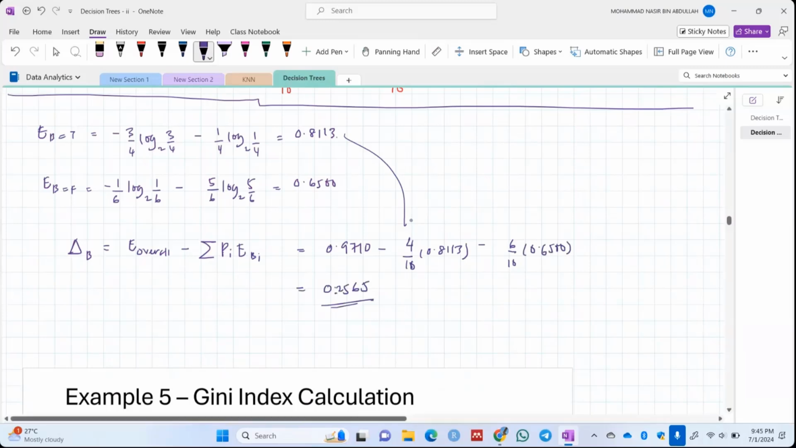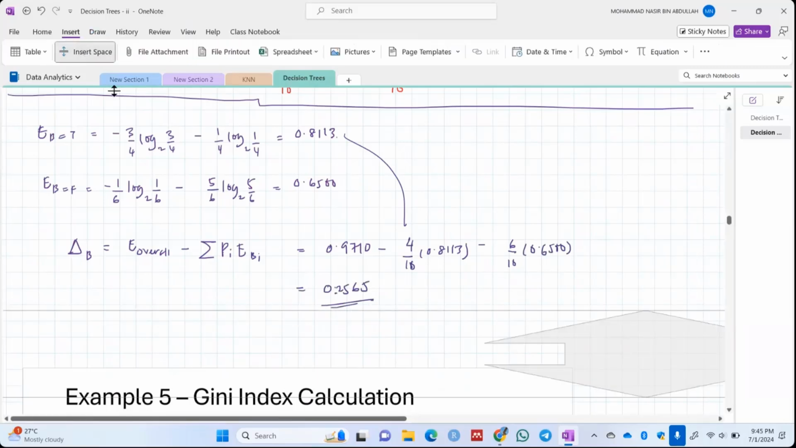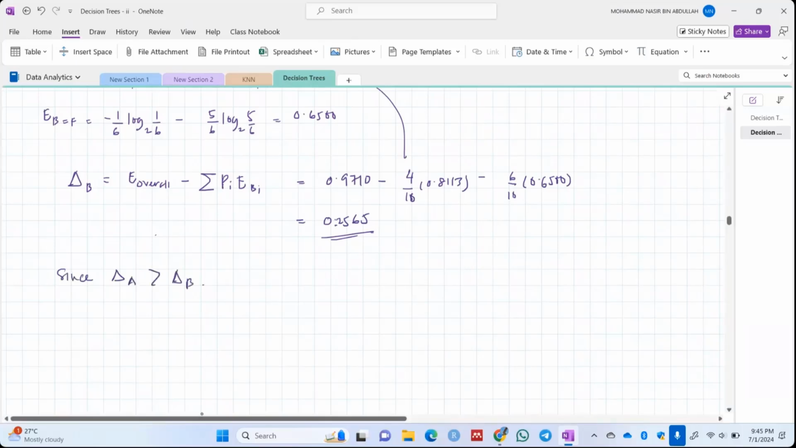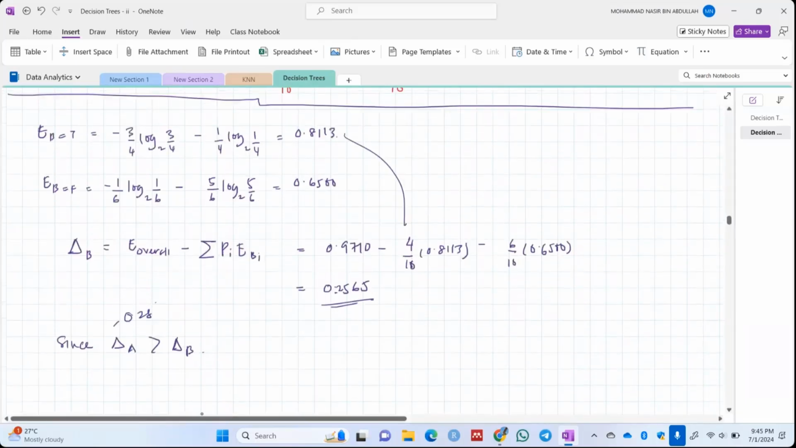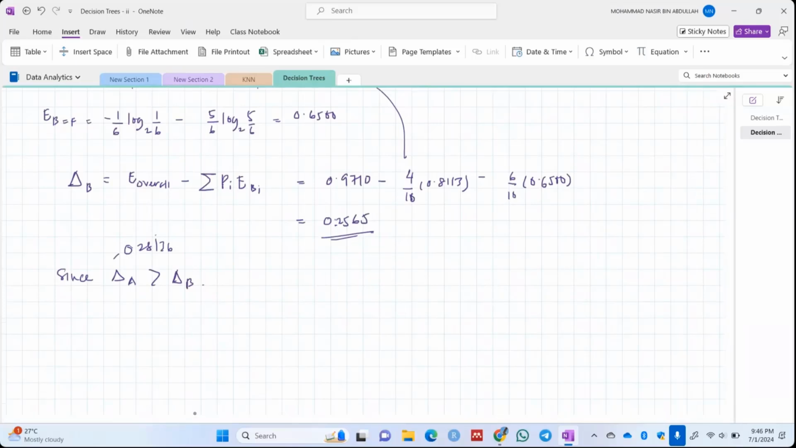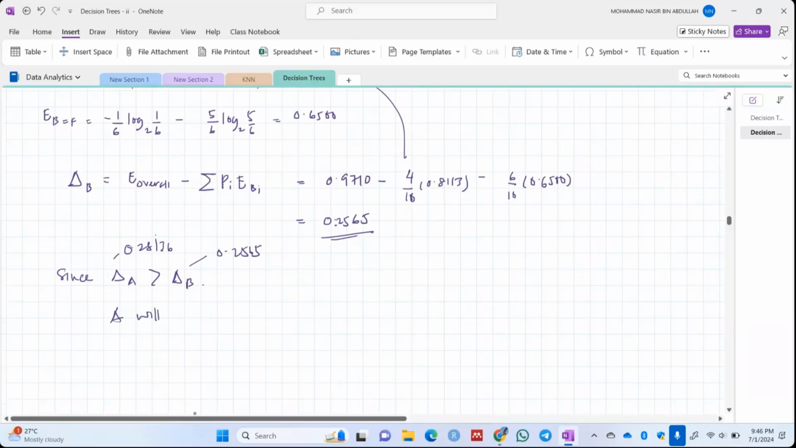Remember regression tree? How to choose the root node? Pick the largest standard deviation reduction. For this one, we're going to choose the largest information gain. So since information gain A is larger than B, A is 0.28136, and this one is 0.2565. So A will be the root node.